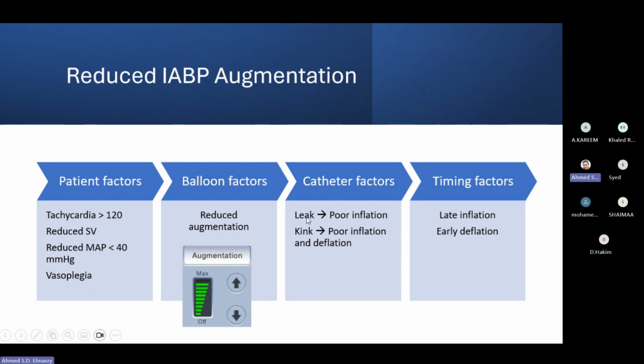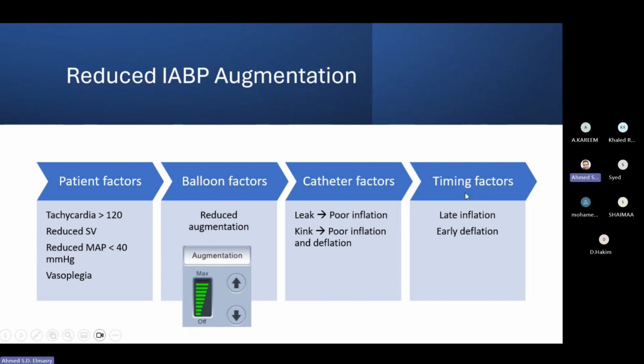Catheter factors, like if you have a leak from the catheter, you will get a poor inflation and reduced augmentation. If you have a kink in the catheter, you will get a poor inflation and poor deflation also, and both will affect the intra-aortic balloon augmentation.